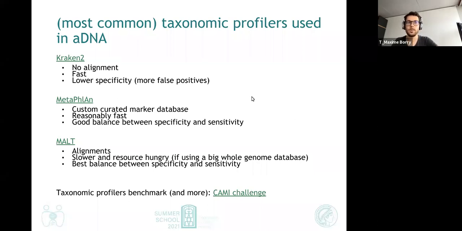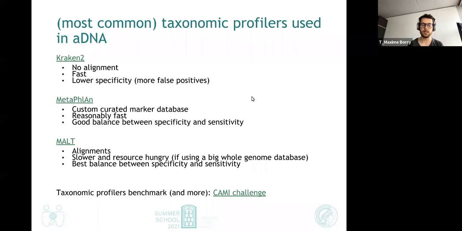And sometimes when you use a very big database or when you have a very, very big sample, it's the only option that you have to use. The second one is MetaPhlAn. It doesn't use whole genome databases. Rather, it uses a custom curated marker database, so it looks at specific portions of the reference genomes. It's reasonably fast, and it's usually a good balance between specificity and sensitivity. So it doesn't produce too many false positives, but it also doesn't produce too many false negatives.